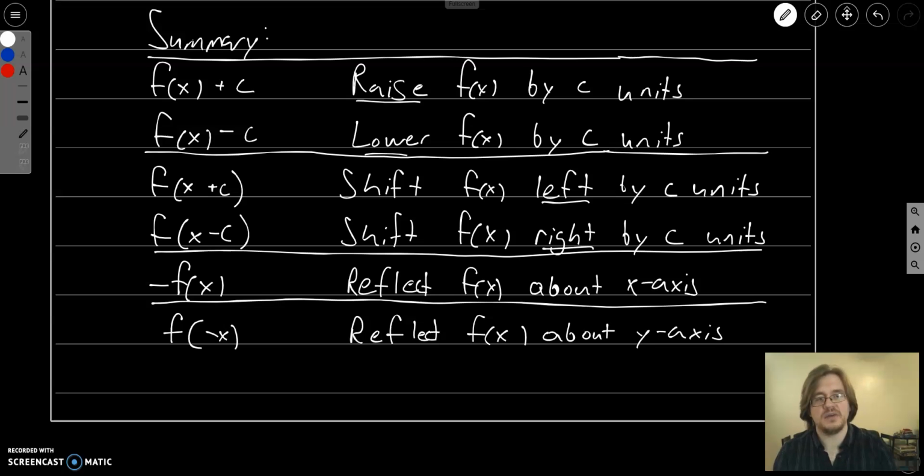If we want to reflect about the x-axis, so up becomes down, we need all of our values to become the opposite sign. So all the positive values become negative, all the negative values become positive, so we multiply by -1. If we want to reflect about the y-axis, so we're swapping left and right, this means that the positive x values need to become negative x values, and negative x values need to become positive x values. So we multiply x by -1.